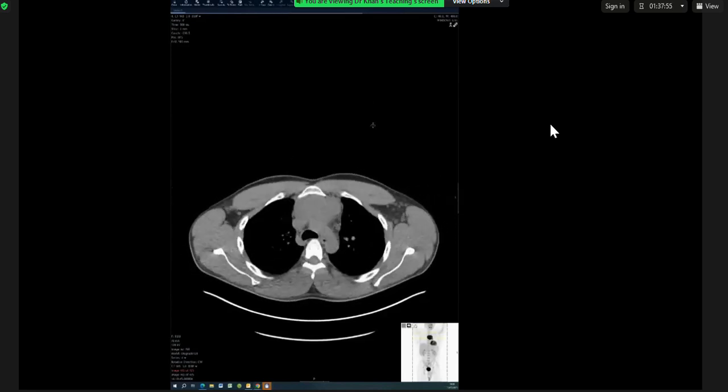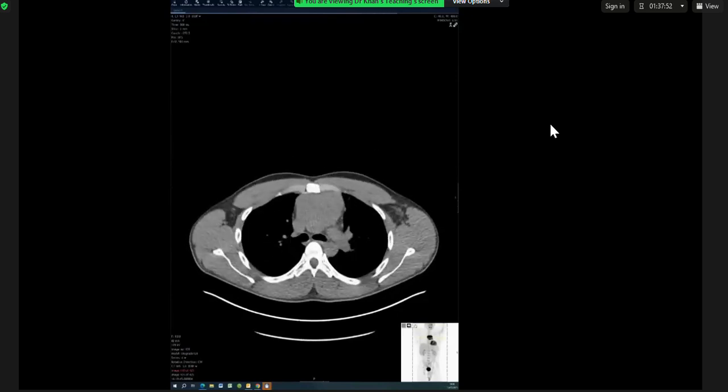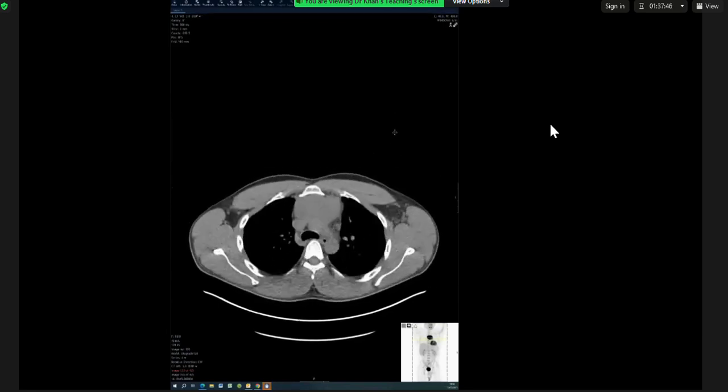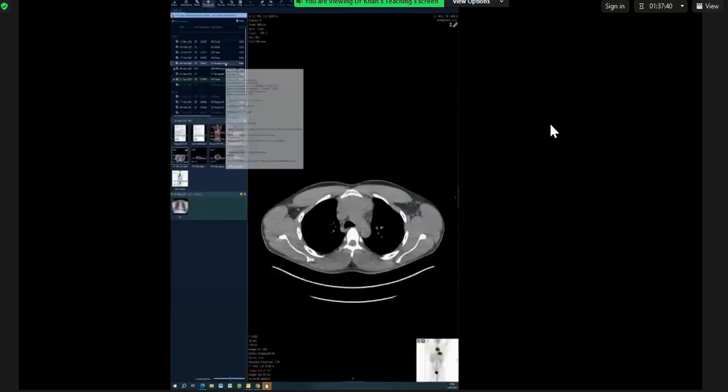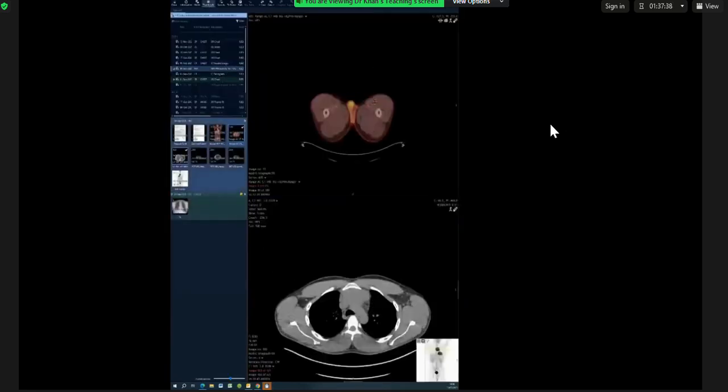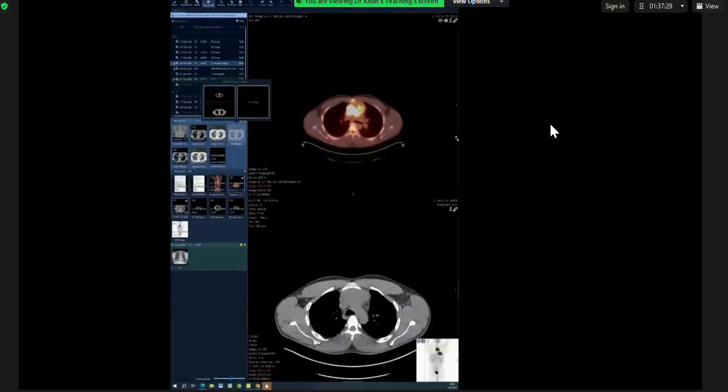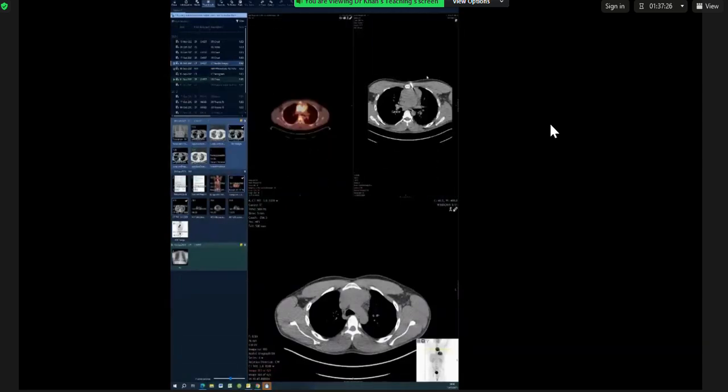So these are the CT images from the PET. I don't have a contrast CT for some reason. Yeah, so there is an anterior mediastinal mass. It looks homogeneous, and I can see that it's showing intense avidity. Next steps would be a biopsy to confirm diagnosis of lymphoma, which is what this is most likely to be. Okay.